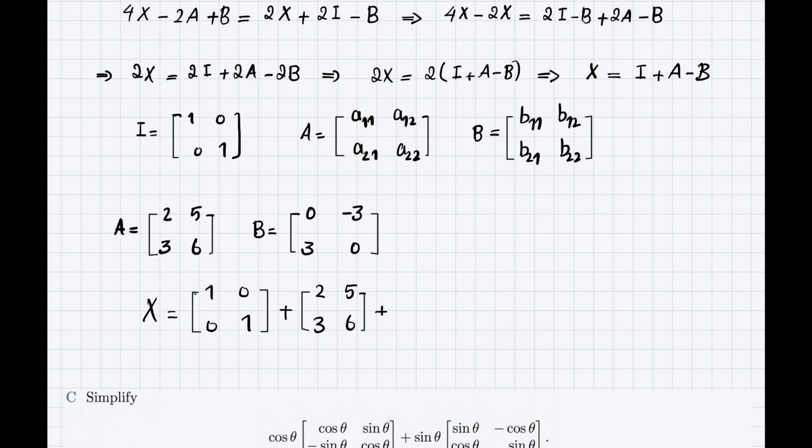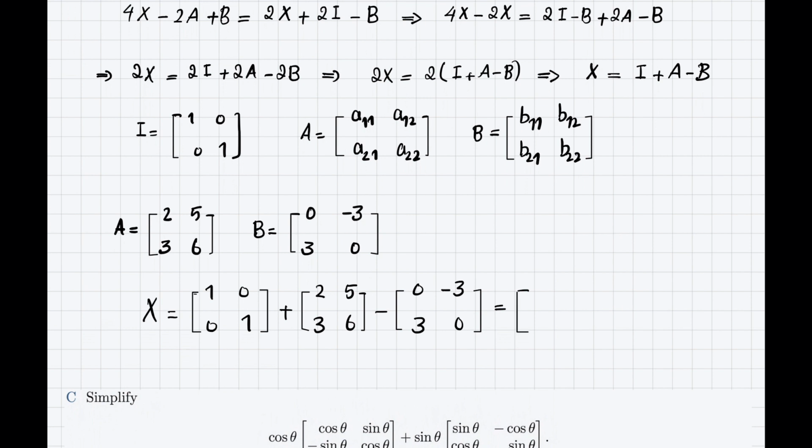The next one is negative matrix B, which is 0, minus 3, 3, and 0. And now I need to simplify this expression as a 2 by 2 matrix.